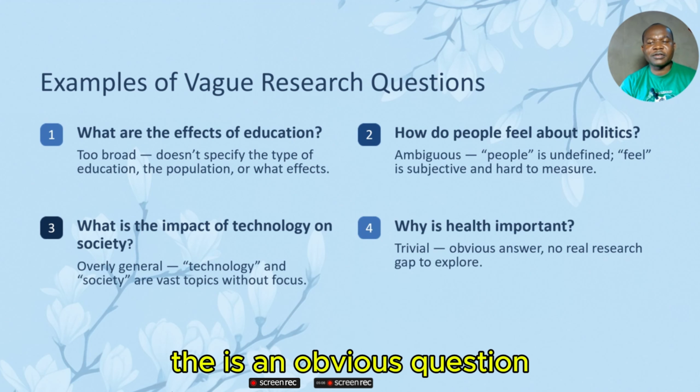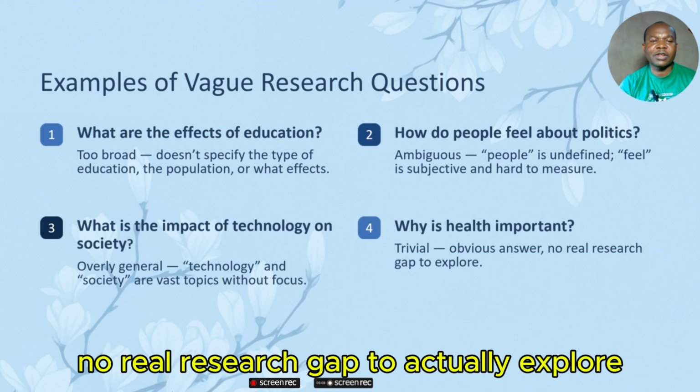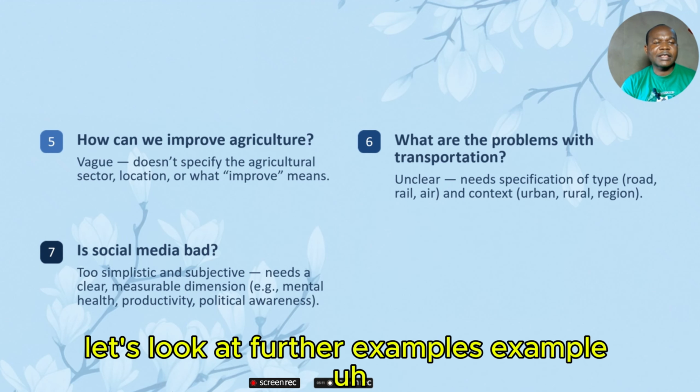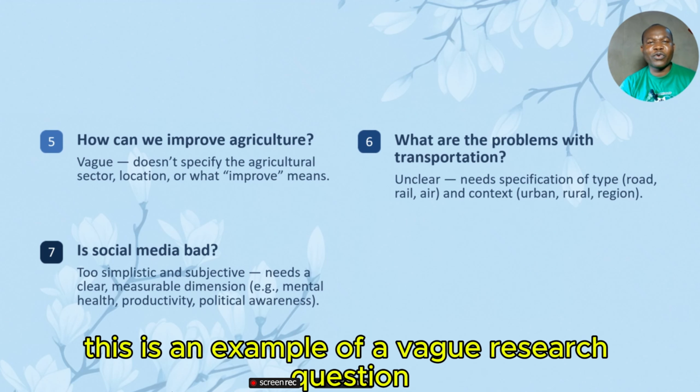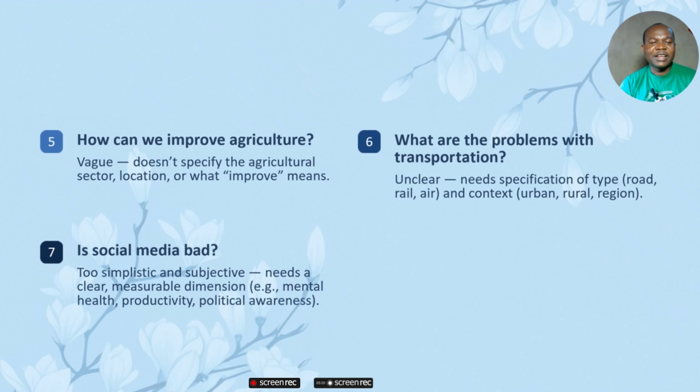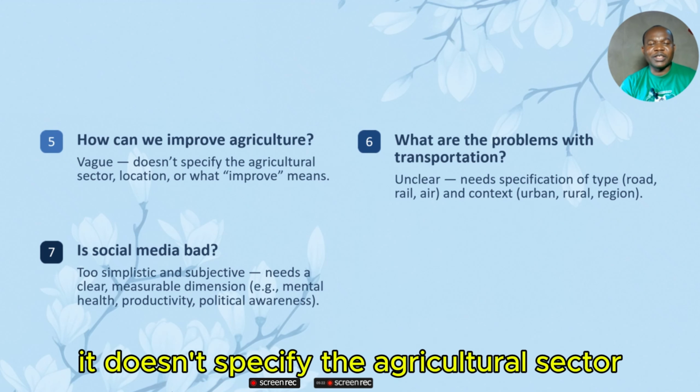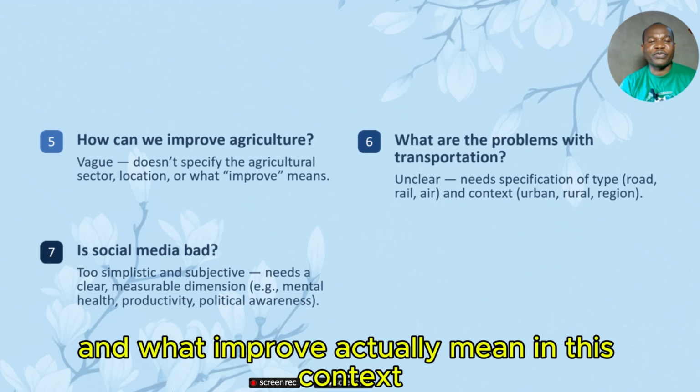It's an obvious question, no real research gap to actually explore. Let's look at further examples. The fifth example here, how can we improve agriculture? This is an example of a vague research question. It doesn't specify the agricultural sector, the location, and what improve actually mean in this context.